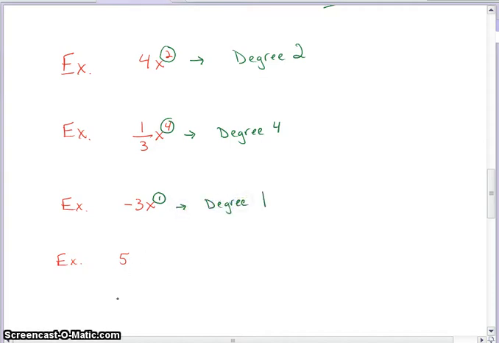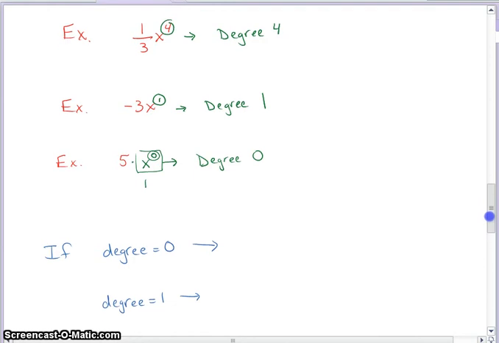What about here? What's the exponent of the variable? There is no variable, right? So that's really like saying it's x to the 0 power. Because remember, anything to the 0 power, so this whole thing is just a 1. So this is a degree 0. There are no variables.